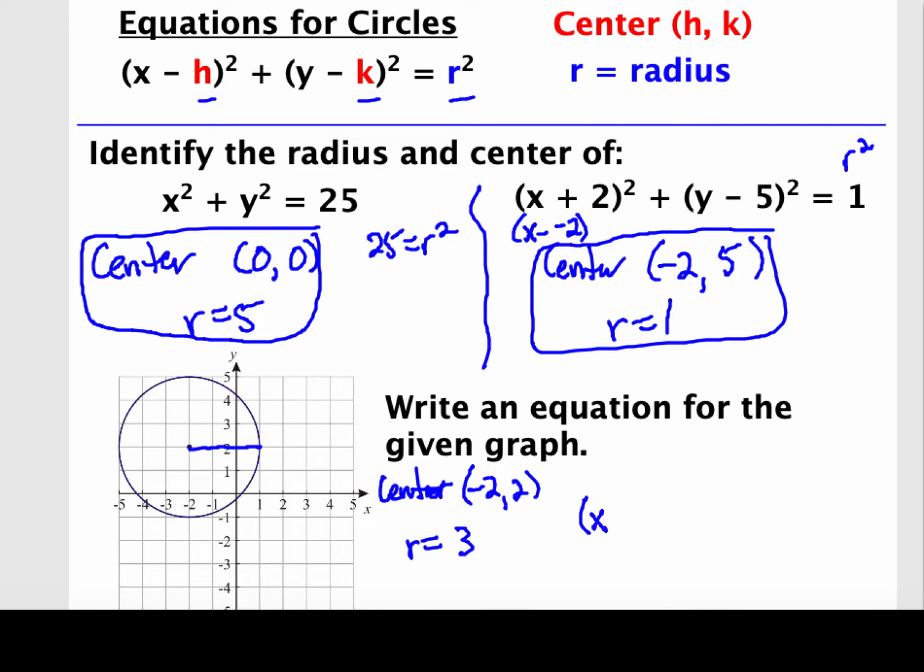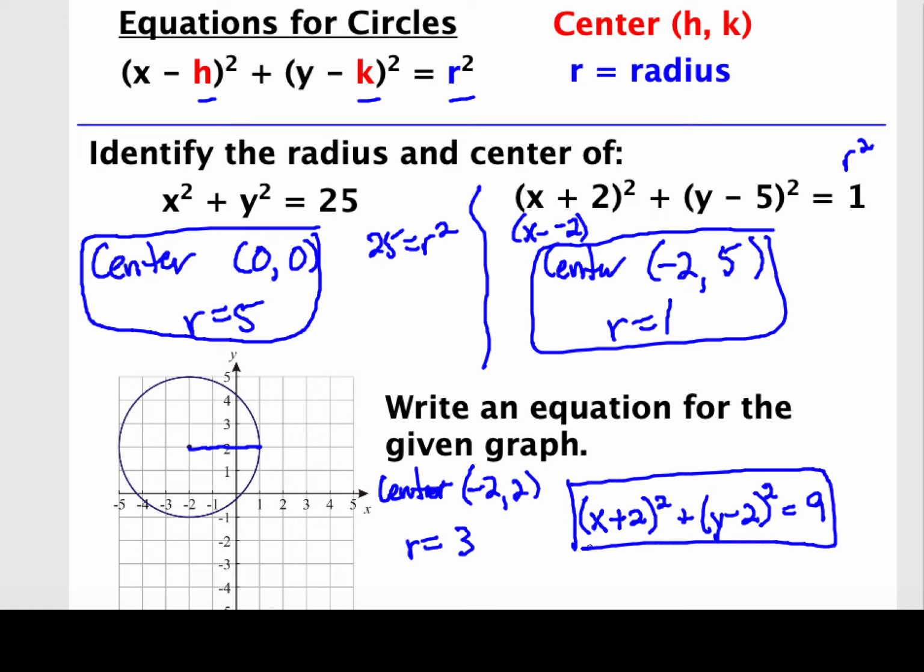Parentheses, x minus negative 2 becomes x plus 2 squared, plus y minus the positive 2, just y minus 2 squared, is equal to, again, r squared. If r is 3, though, r squared is going to be 9, and we have our equation.